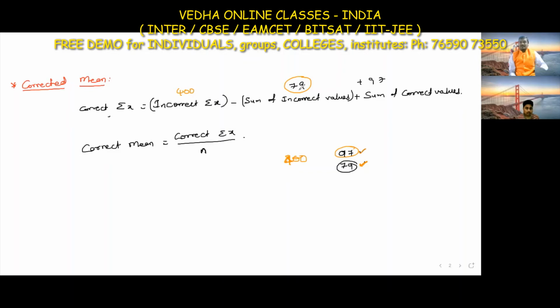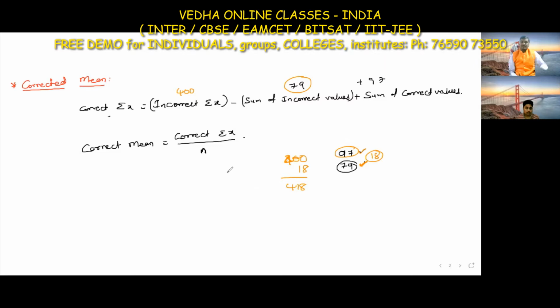How much are we getting? What is the difference here? 18, sir. 18 is the difference. Good. Now that 18 we have to add to the 400. So then it is 418.